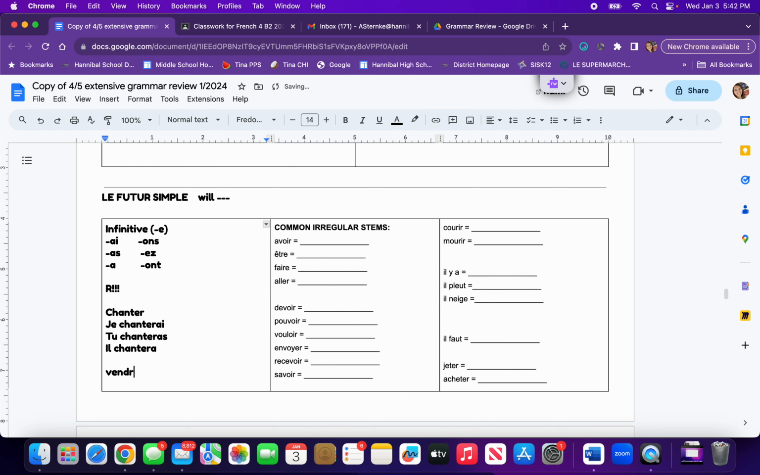Okay, like vendre, the verb to sell. So probably sometime in the future, I will sell my car and get a different one. So I will sell, okay? So I've got the infinitive, double check that there's an R. Oh no, there isn't one. So I'm gonna have to lop off this E. So the last letter before the ending is the letter R, okay? If there's not an R there, you did something wrong, okay?